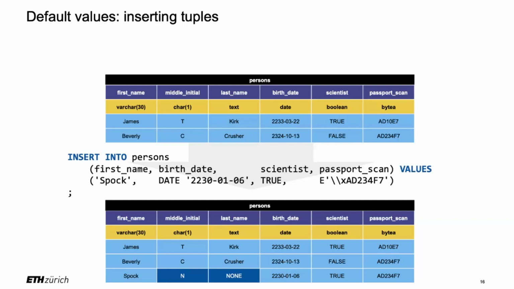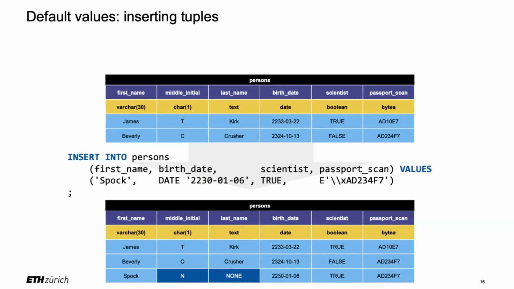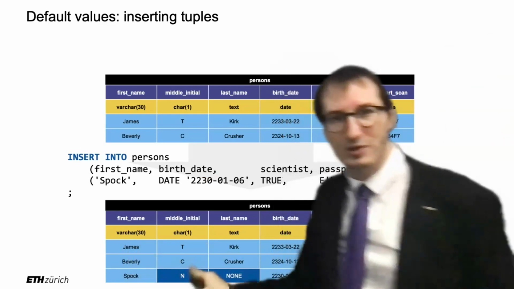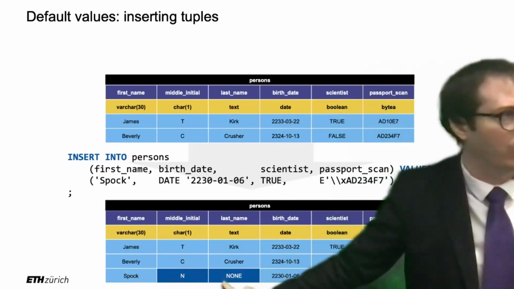So you see here, it's the same insert into that we had before. The only difference is that I defined the schema of my table with default n for the middle initial and default none for the last name. Now it's not going to put nulls here, otherwise it would have been nulls. But since there is a default, it automatically fills it with n and none.